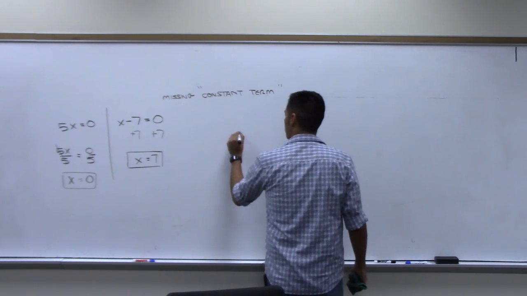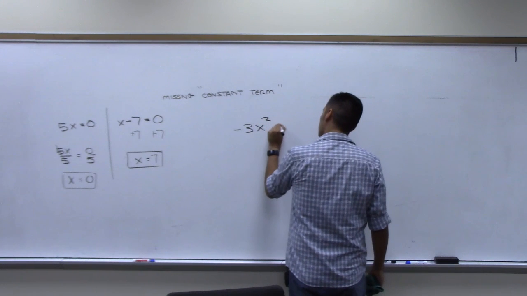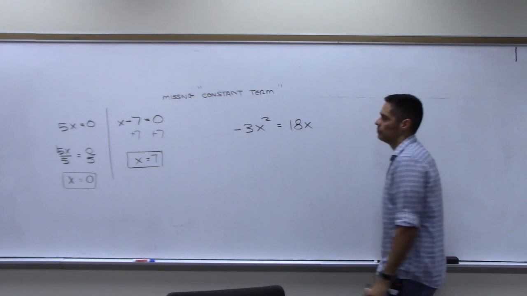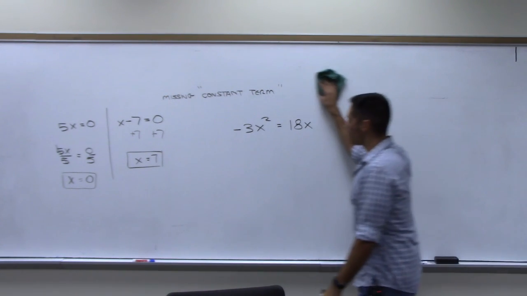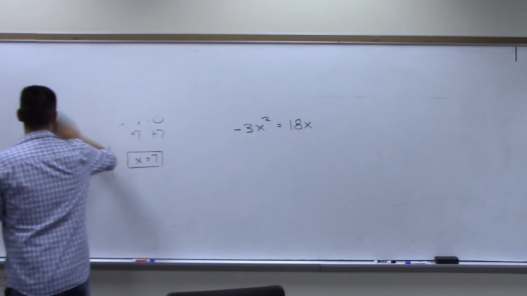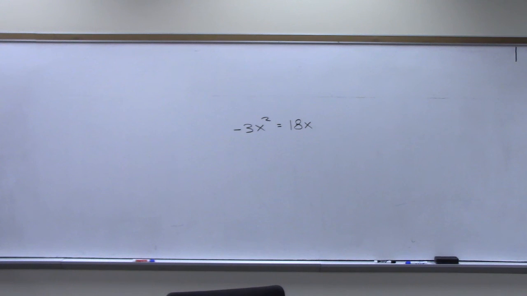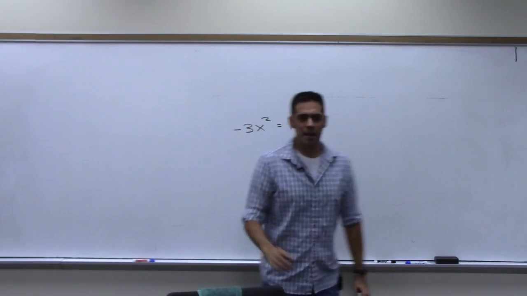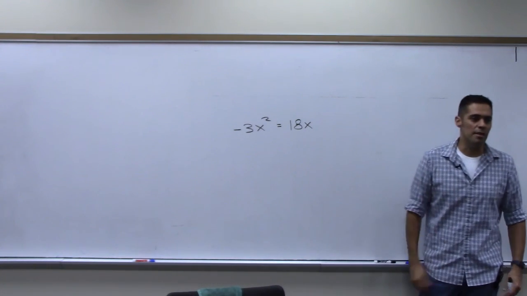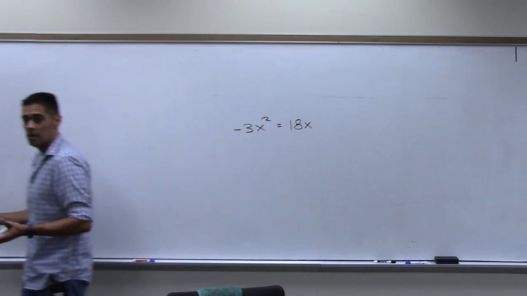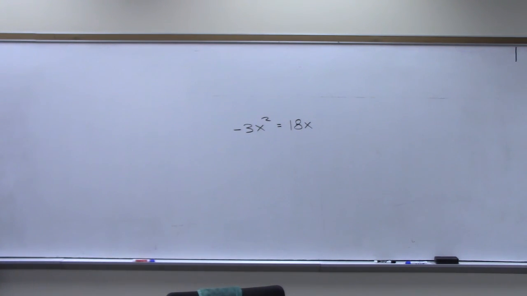Okay, how about this one? Negative 3x squared equals 18x. There's your next problem. Is this a quadratic equation? Yes. How do you know? It has x squared, and it has the equal sign in here. We're trying to solve this. Is it case 1 where we're missing the x term? No. Is it case 2 where we're missing the constant term? Yes, we don't have a number by itself.